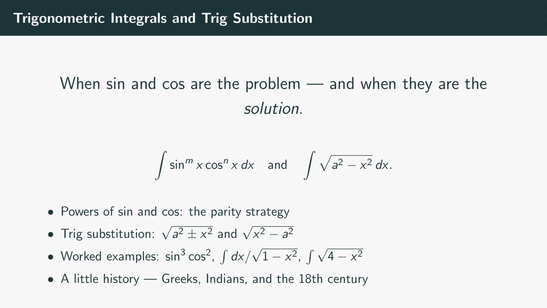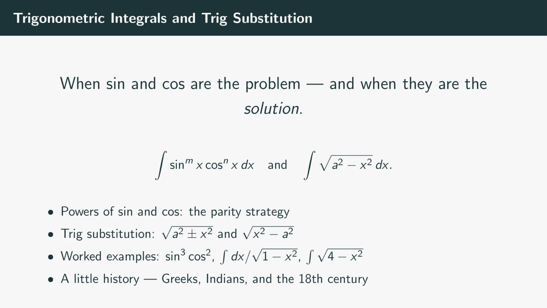Welcome back. Last episode, we ran the product rule backwards and got integration by parts. With substitution and parts in hand, you can already crack a huge fraction of the integrals you'll meet in a first calculus course. This time, we tackle the trigonometric corner of the universe, and there are really two stories. Story 1, the integrand is already full of sine and cosine, raised to various powers, and you need a strategy.